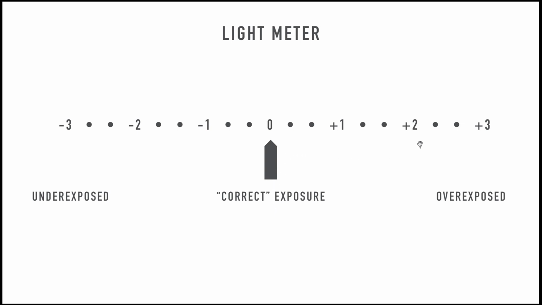If it goes to the right, to these plus numbers, it's getting overexposed. If it goes to the left, it's getting underexposed. So the three things we learned about, ISO, shutter speed, and aperture, all play together to get you what's showing up on your light meter.